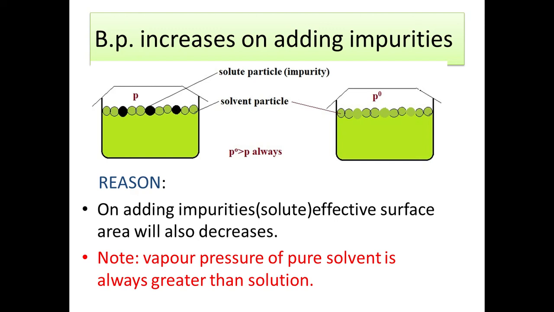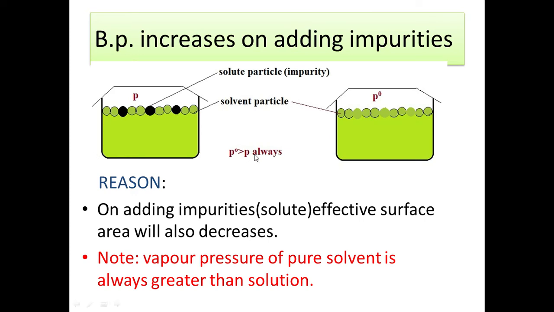On adding impurity, the effective surface area will decrease. You can see here, if we add some solute particles to pure water, then some of the salt particles, Na plus or Cl minus, occupy the surface and reduce the effective surface area for vaporization. And because the surface area for vaporization decreases, less vapor forms and exerts less vapor pressure. So there is a lowering in vapor pressure, and if the vapor pressure is lower, then we have to heat this solution more and more to equalize it to 1 atm, that is atmospheric pressure.